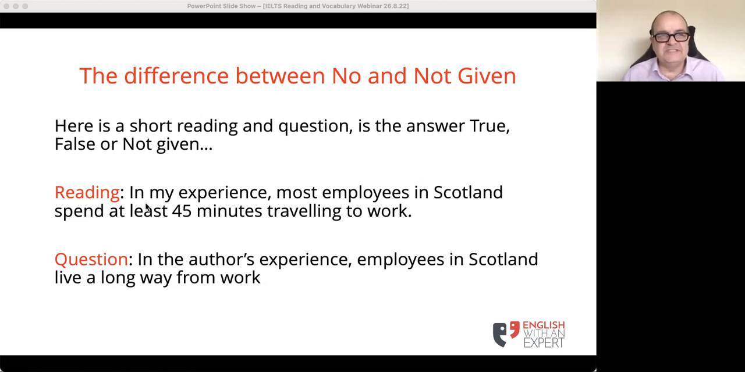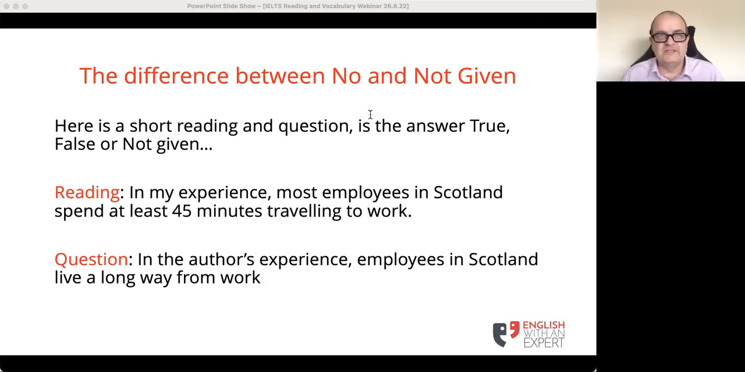The example reading is a very short reading. In my experience, most employees in Scotland spend at least 45 minutes traveling to work. The question, in the author's experience, note it's talking about feelings here, opinions. In the author's experience, employees in Scotland live a long way from work.